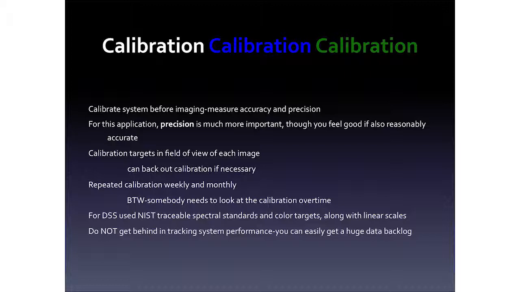And like I said, now for the scrolls, since we're looking at spectra and color, there are NIST traceable spectral and color standards that we're able to buy and to use. And we also measured those separately as well as using the vendor information. And like I said, do not get behind with the tracking data. It was a mistake to let that happen.